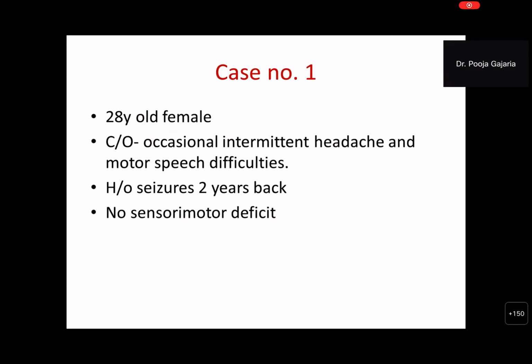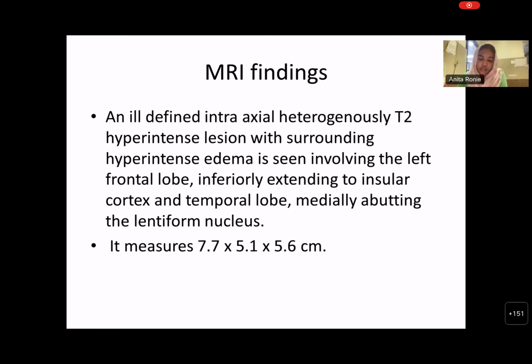Yes. Case 1 is a 28-year-old female with intermittent headache, motor speech difficulties, and seizures 2 years back, and no sensory motor deficits. MRI shows a lesion in the left frontal lobe extending into the insular cortex and temporal lobe, immediately abutting the lentiform nucleus, measuring 70 by 5.